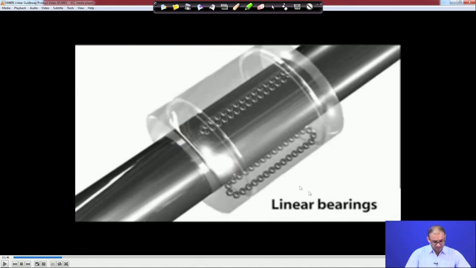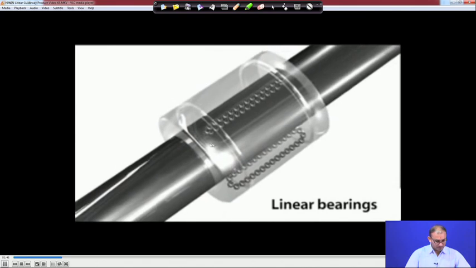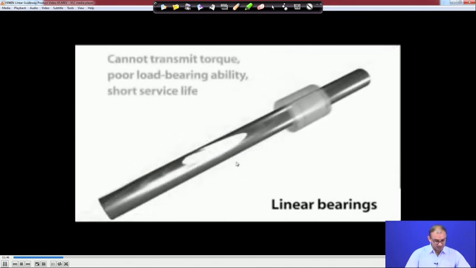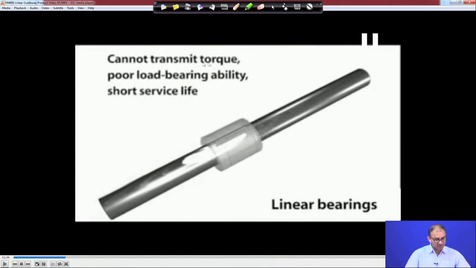So, linear bearings are not actually useful for torque transmission, because they do not have any type of restriction on the circular component. It will move in the forward and backward motion also. That is the problem with the linear bearing, because you will not get any slot. These balls will be scattered away when it is moving in the torsional parts. So, it cannot transmit torque, and has poor load bearing ability and a short service life if you are using a linear bearing as a linear mode.